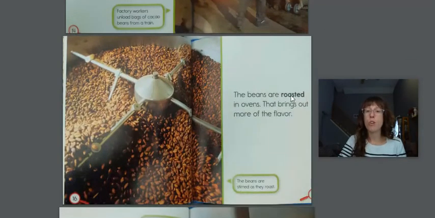The beans are roasted. That means they're cooked in ovens. That brings out more of the flavor. The beans are stirred as they roast. So that machine goes in a circle and stirs the beans as they're cooked.